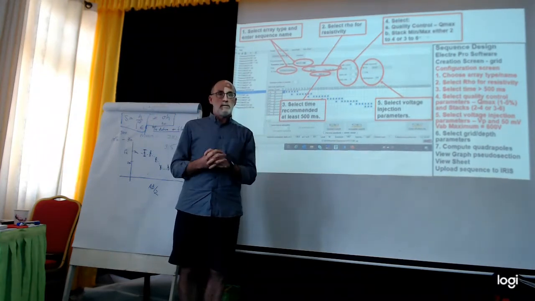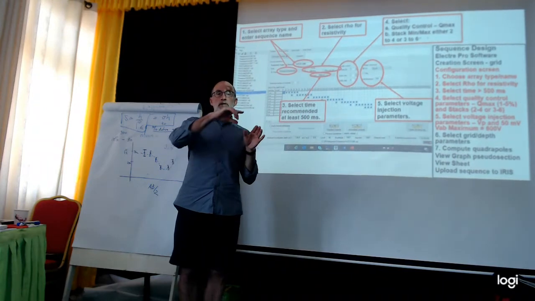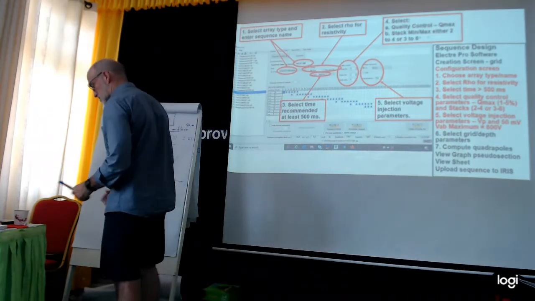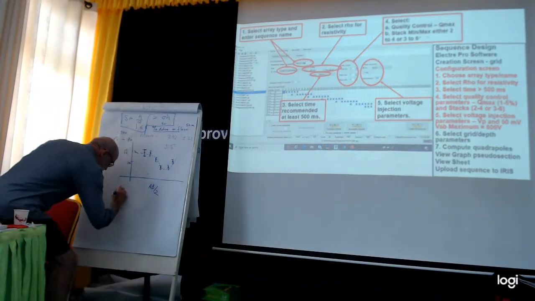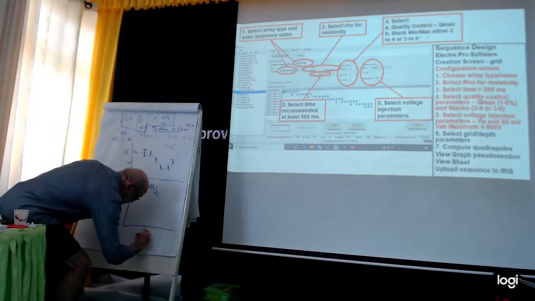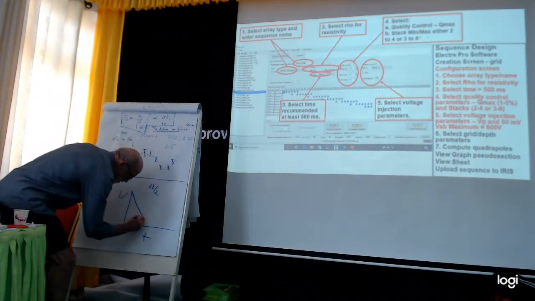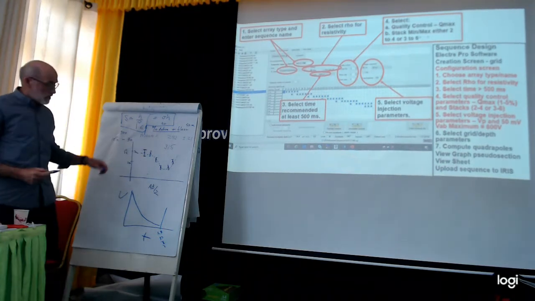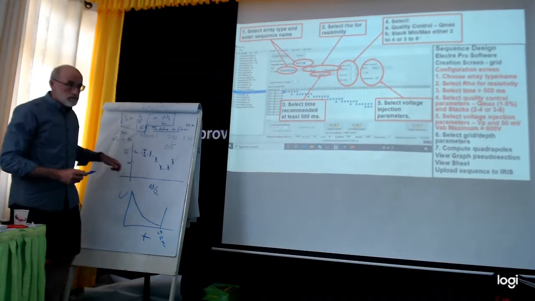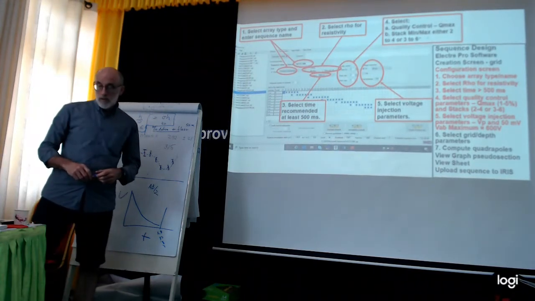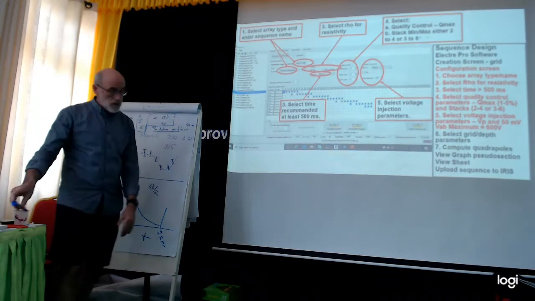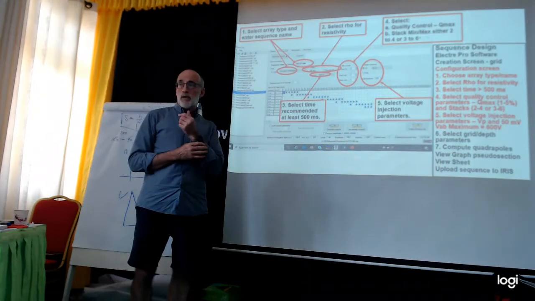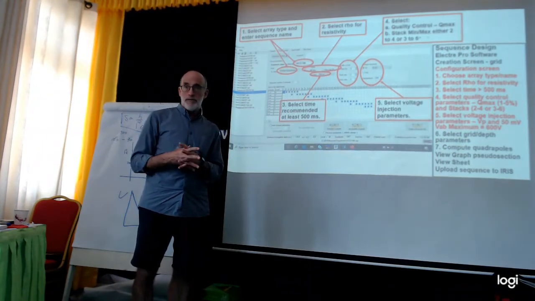Because it's a decay of voltage. So you have to collect for 2 seconds to get the decay for IP. Yeah, the drop.